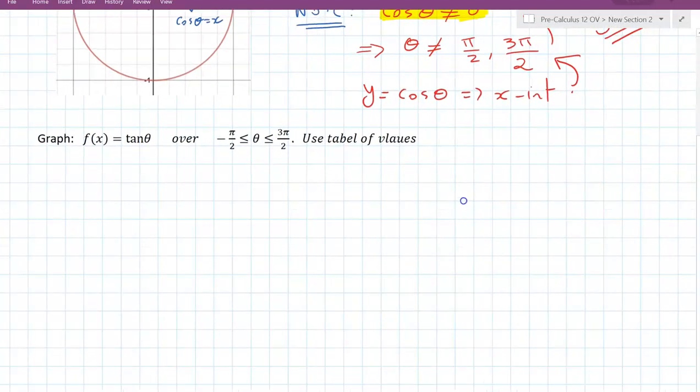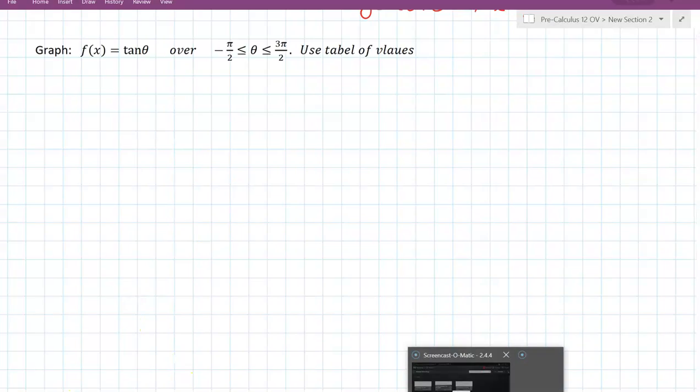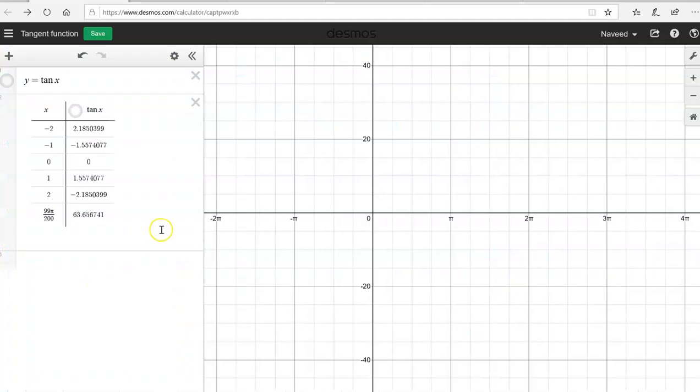So we're going to go ahead and graph tangent of theta, and we're going to use the interval from negative pi over 2 to 3 pi over 2, and we're going to use a table of values. Okay, so we're going to use Desmos to help us out. So here is the table of values, and you can use your calculator. Basically, you come up with any random numbers. Now we started here at -2, but it could have easily started at -100. Plug it in there, and it is in radians. Make sure your calculators are in radians mode. I did not use degree mode.